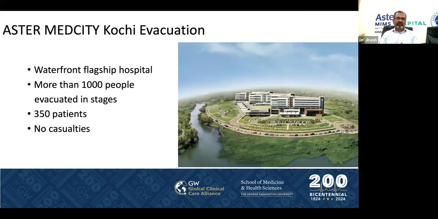So this is a waterfront flagship hospital. You can see how beautiful it is. But during the floods in 2018, the whole area was flooded. More than a floor, the basement all went underwater, and we had to evacuate around 100 people, including 350 patients and other doctors, staff, nurses, and other public also. And absolutely, we had 0 casualties during that evacuation. It was a well-planned one. All the patients were shifted safely, accompanied by medical professionals, to various hospitals wherever we could manage, and we saved all of them. Next slide, please.